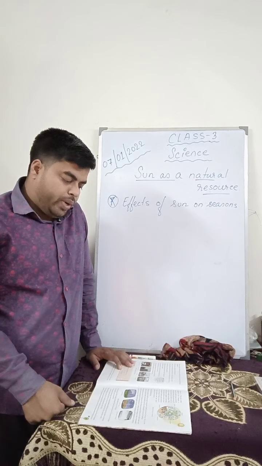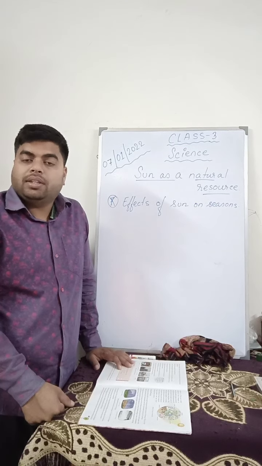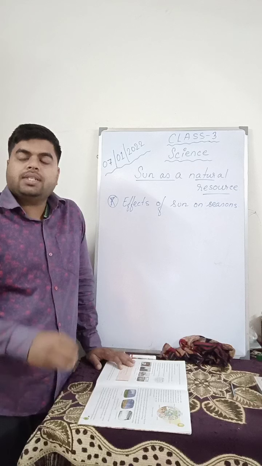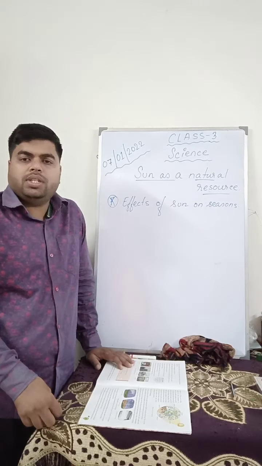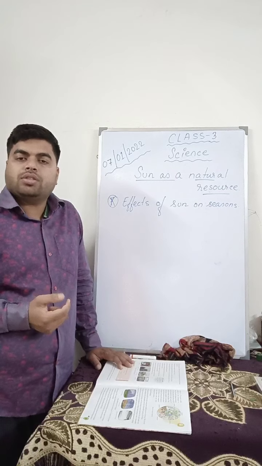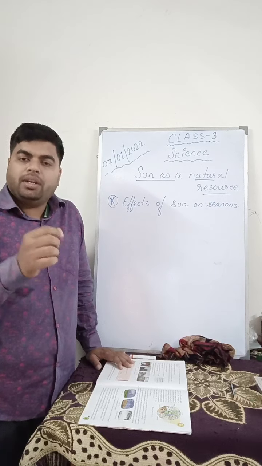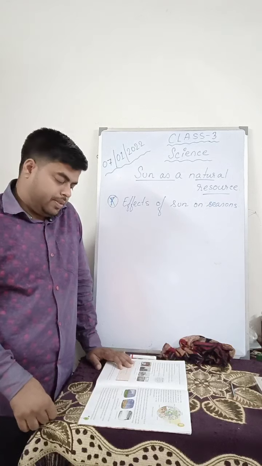Summer, monsoon and winter are the three main seasons. The three main seasons on the earth are the rainy season, winter season and the summer season. And there are two other seasons also, spring and autumn. They come in between these three main seasons.